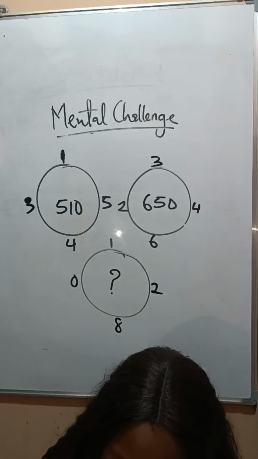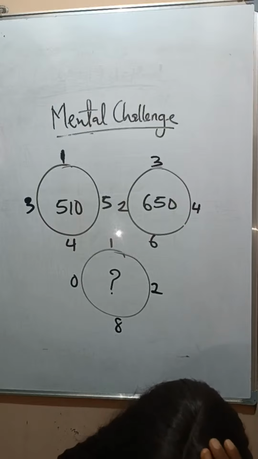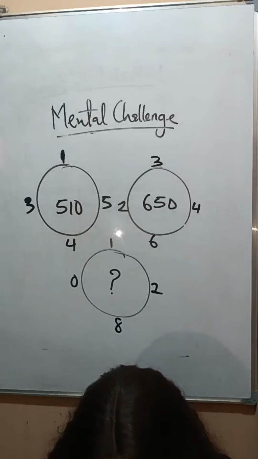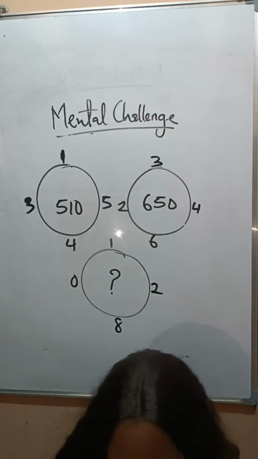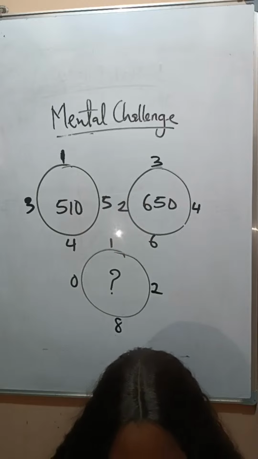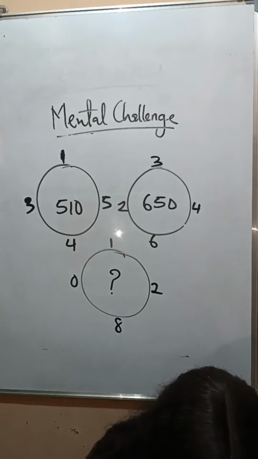We have 3154, then 510 at the middle. Check. How did we get 510 in the middle? Are you sure it's 650 in the circle? Yes, it's 650. Let me try to do it myself to ensure there is no mistake. So we have this, this, this, and this.